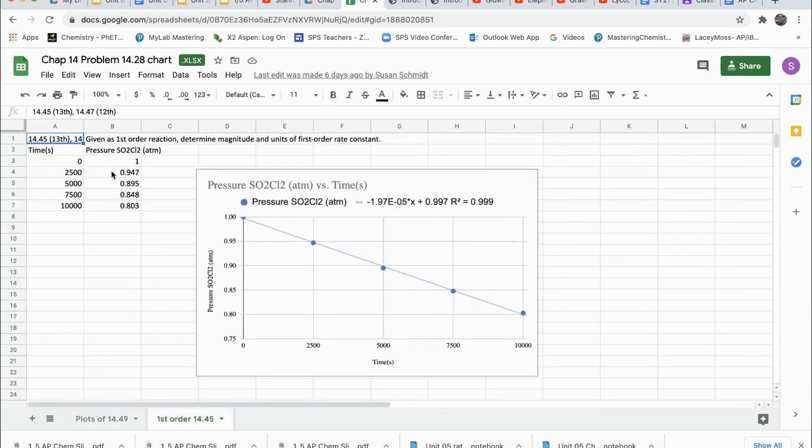Here's another graph. This is given as a first order reaction. So if we take the pressure versus time and graph this, we can get the slope of this line and then calculate our K. And on this graph right here, we can see that this slope is the rate constant.